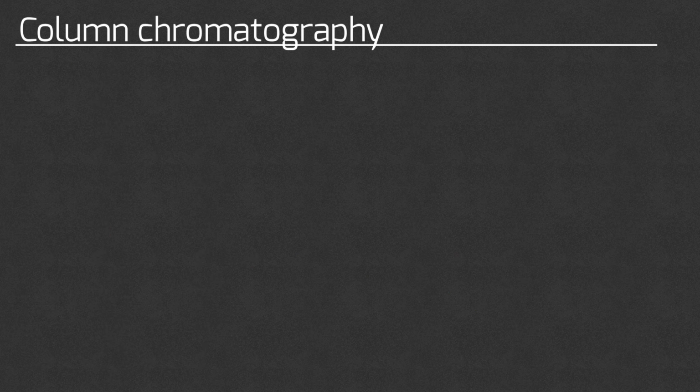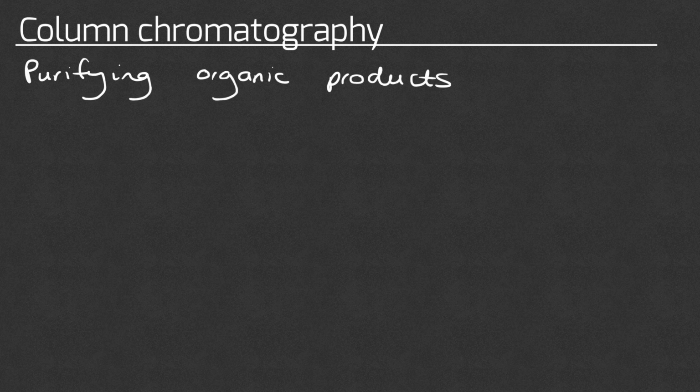We're now going to look at a different kind of chromatography called column chromatography. This is used to purify and collect different organic products. So we're not going to calculate an RF value in the same way that we've done with TLC. This is used if we've done an organic chemical reaction and we've got a series of products in a mixture. This allows us to separate those products out and collect each one separately.